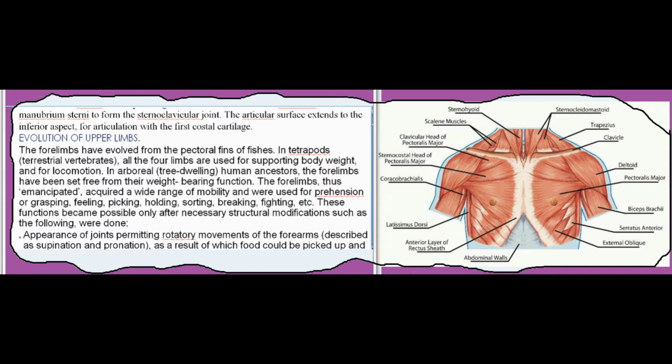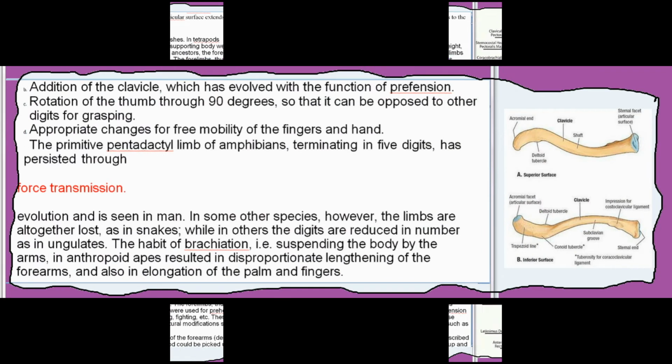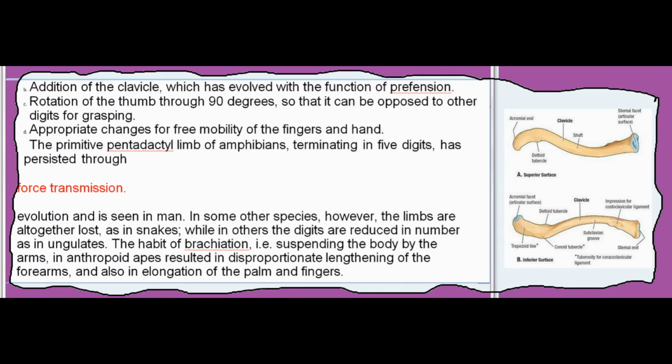These functions became possible only after necessary structural modifications such as the following were done: appearance of joints permitting rotatory movements of the forearms, described as supination and pronation, as a result of which food could be picked up and taken to the mouth. Addition of the clavicle, which has evolved with the function of prehension. Rotation of the thumb through 90 degrees, so that it can be opposed to other digits for grasping. Appropriate changes for free mobility of the fingers and hand.